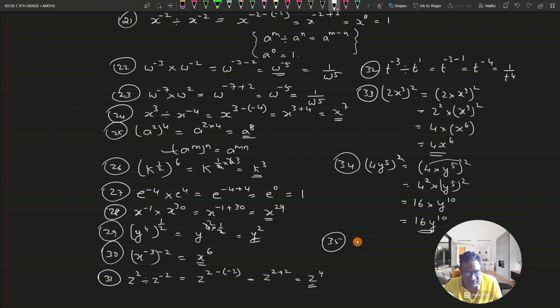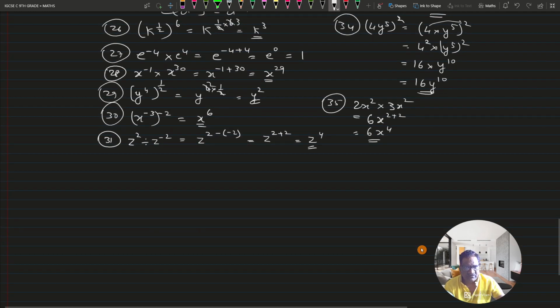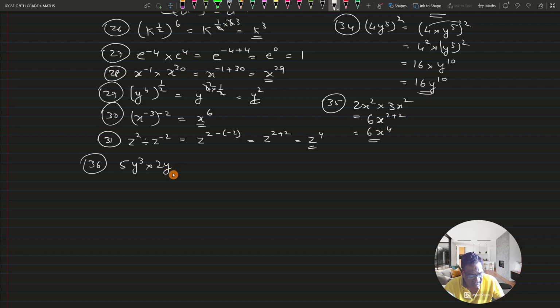35th is 2x square multiplied by 3x square. Now here you have to multiply the numbers separately. So 2 into 3 will be 6, and then x square into x square will be x raised to 2 plus 2. So it will be 6x raised to 4. That is the 35th answer. So 35 questions are over. Let us come to 36. Question number 36 says 5y cubed times 2y square.